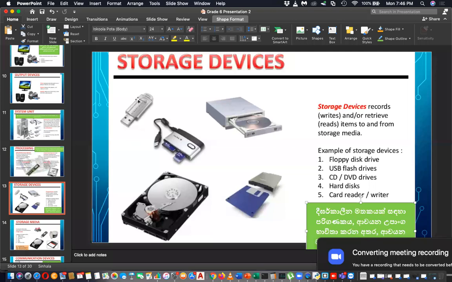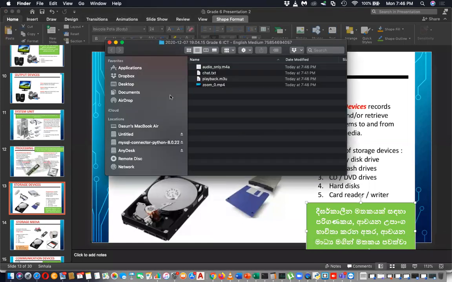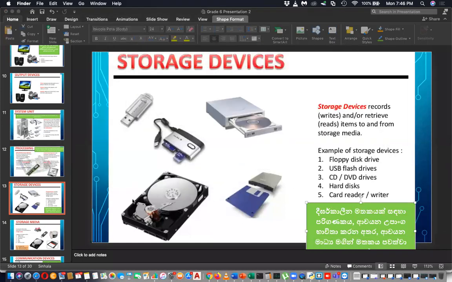What is this one? Pen drive. Correct. This one, the middle one? Card reader. Yes, card reader and memory cards. This one? CD drive. Yeah, CD drive. This one? Hard disk drive. This one, the corner, blue color one?